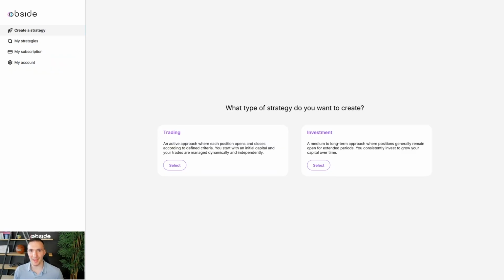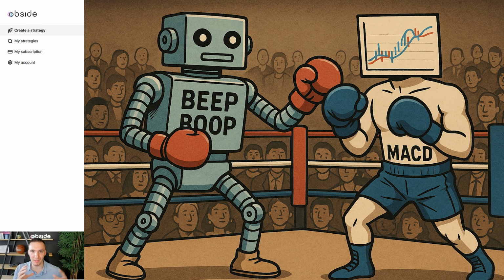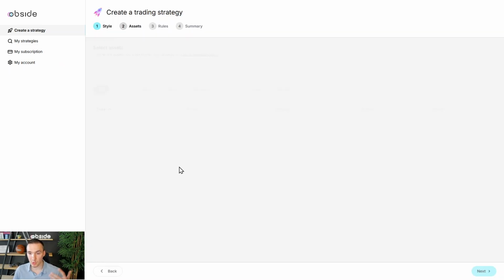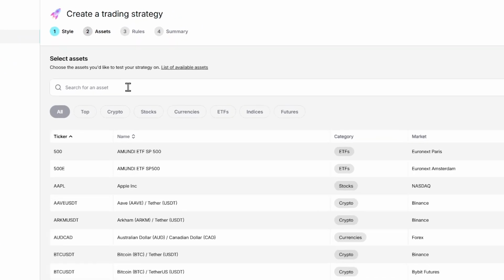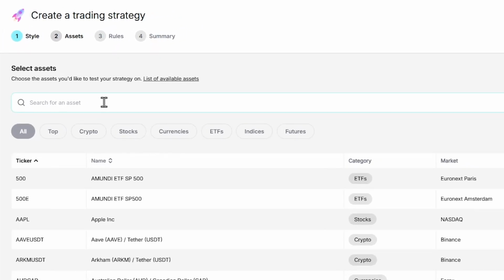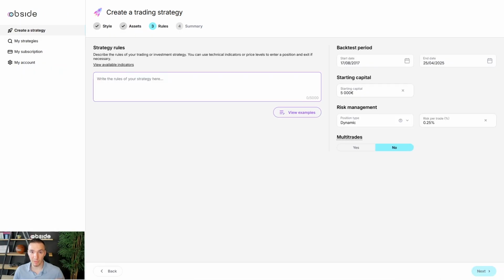Okay, so how about now we do a little exhibition match between the MACD and the Beep Boop to see which one of these indicators is better able to detect and ride uptrends or downtrends. So we're going to create a trading strategy on the Opsid platform, and we will backtest it on an asset that has trended pretty well in the past, like Bitcoin, for example. And we're going to test the following strategy that will be only based on the MACD.